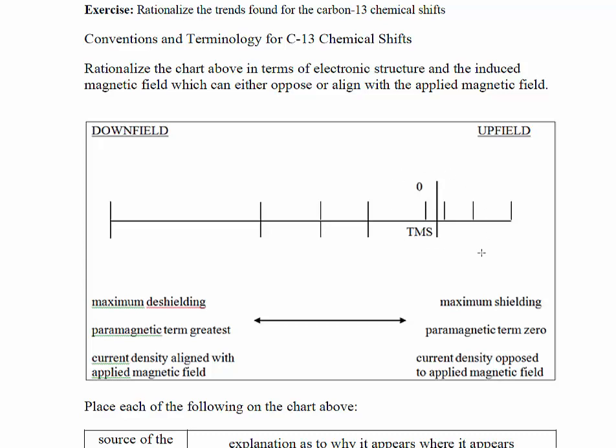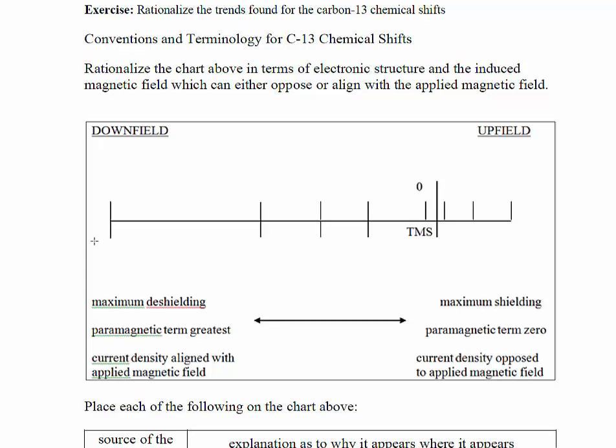So those are highly shielded atoms, things like tetramethylsilane, which we see marked here as the reference point with zero chemical shift. On the upfield side, here's where maximum shielding would be occurring. The electrons are shielding the nuclei from the magnet.